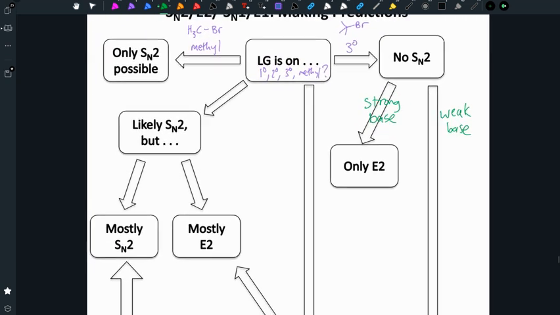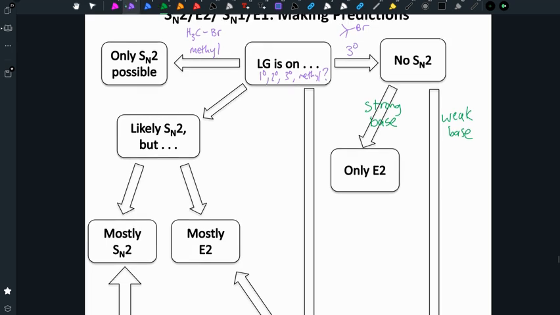The next case I want to consider is, what if my leaving group's on a primary carbon? So that would be this branch over here. So if the leaving group's on a primary carbon, then you should lean toward thinking SN2. All right, there's good sterics for SN2. So usually that's going to be the case.